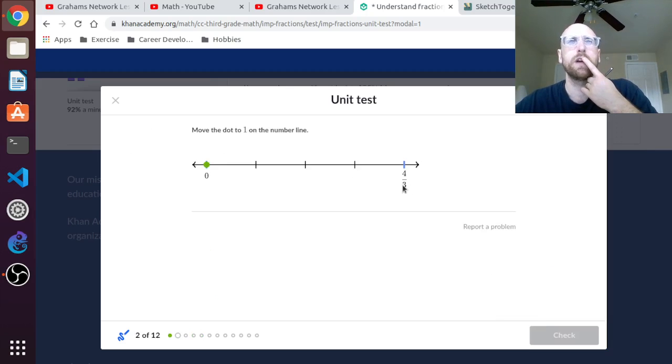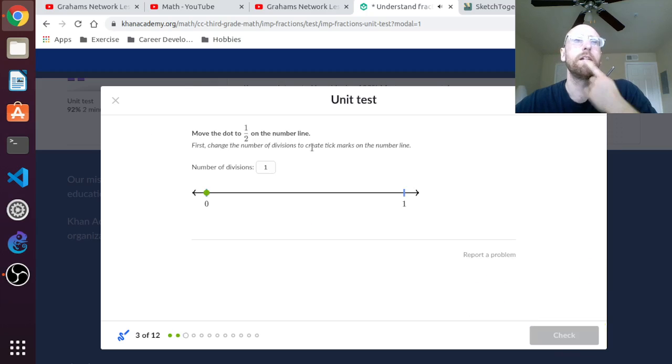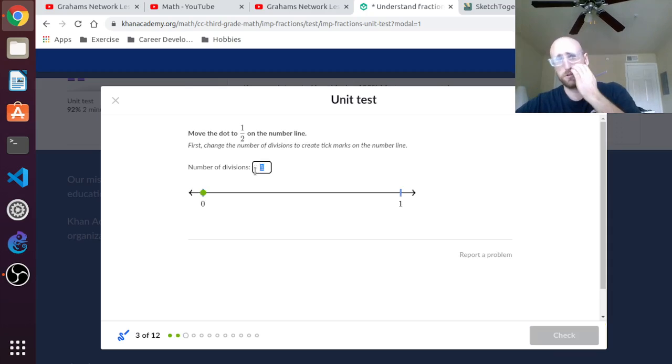Okay, so move the dots to 1 on the number line. So we've got it in thirds. So 1, 2, 3, and then here's the 4th third, so it's going to be there. Move the dot to 1/2 on the number line. So in order to do that, we've got to create 2 divisions in our number line. So we've got first division here, second division there, and we're going to place the dot after the first division.